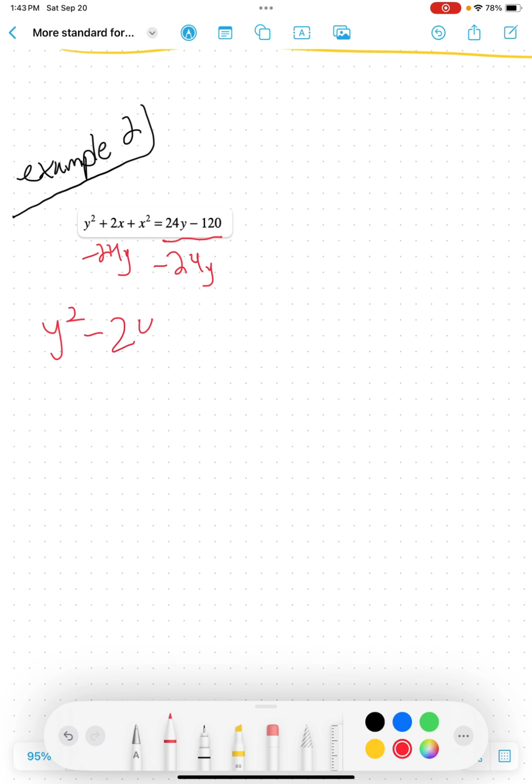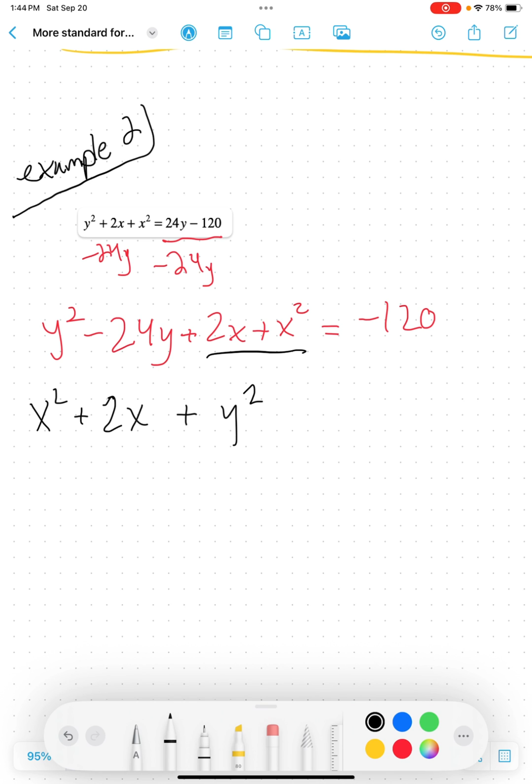Y squared minus 24y plus 2x plus x squared equals negative 120. So I'm just going to rearrange the terms so it looks more like what I'm used to. So I'm going to put the x parts in front. So I'm going to put x squared plus 2x. And then I have y squared minus 24y. And it equals negative 120.